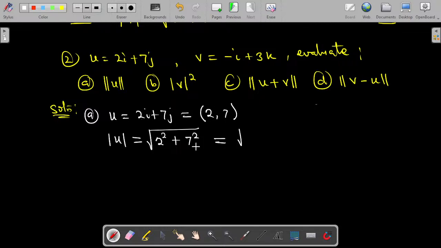So what is the square of 4? Sorry, the square of 2 is 4, and the square of 7 is 49. And so finally, my answer will now be the square root of 53.